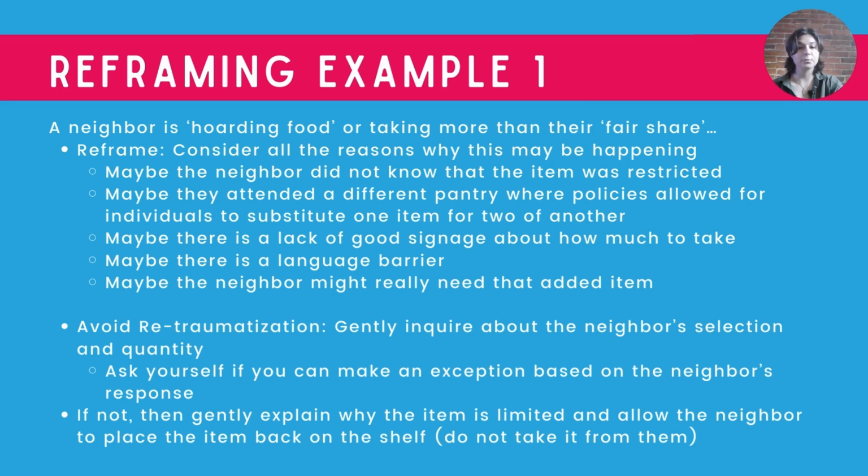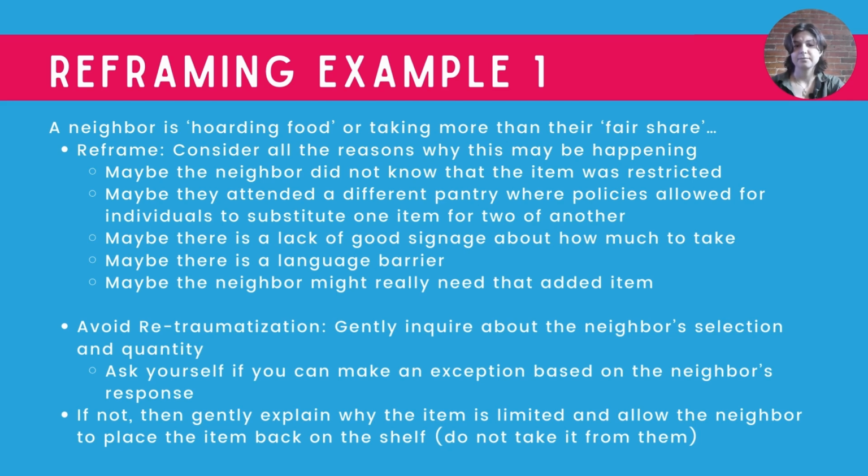But applying the reframe approach, we would be considering all the reasons why this may be happening. It might be this neighbor did not know that the item was restricted. They could only take a certain number of items. Maybe they've attended a different food pantry where policies allowed for individuals to take different numbers of items. Maybe there is a lack of good and clear signage in the food pantry.